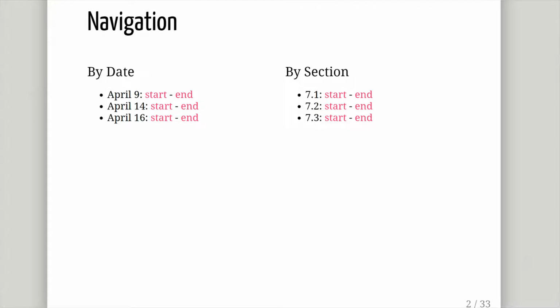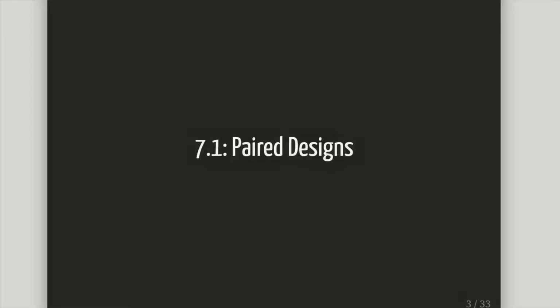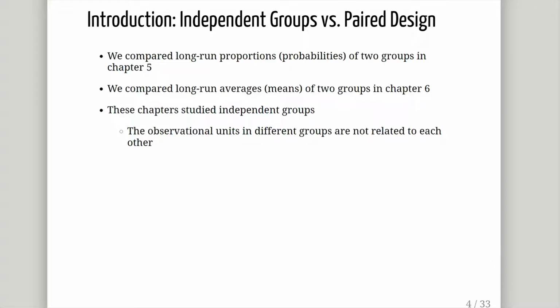Okay, so we have one quantitative response variable in paired designs, in paired data. Before, though, in chapters 5 and 6, we had 2 response variables that we were comparing. Why are we going back to 1? Well, let's answer that question by first looking at chapters 5 and 6.